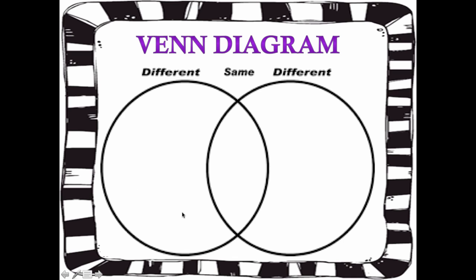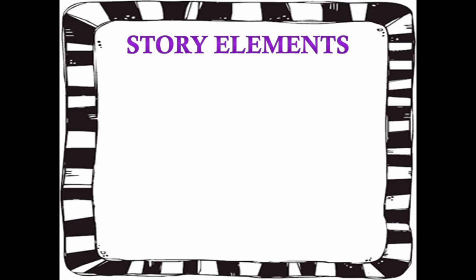We remember that this side tells how something is different, and this side also shows that another item is different. And where the circles overlap, that tells how the items are the same. We talked about different things we could compare and contrast, and today we're going to compare and contrast elements of a story. Well, let's look at some story elements.